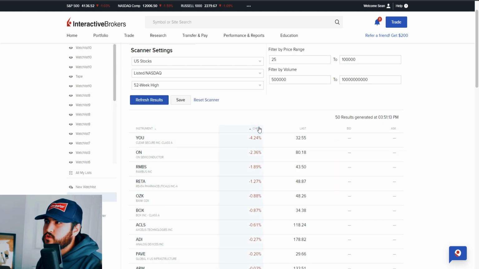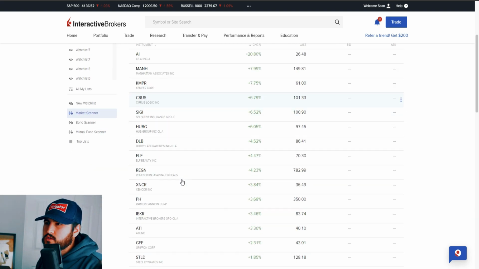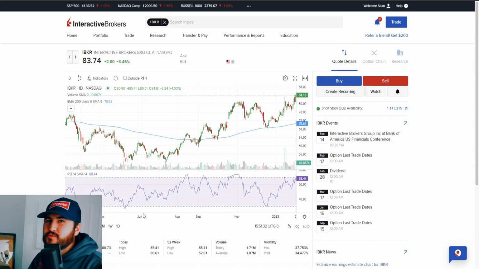We can also sort through percent change. And let's pick another stock. Let's go down here and look at IBKR, which is quite ironic because this is the stock for the brokerage that I'm using in today's video. Now here you can see that the stock is trading at $83.74, but the 52-week high is $85.41. Why is this stock showing up in our scanner? Well, that's because on the day, it broke or set the 52-week high, which doesn't really show up too well on this chart because the daily candle did pull back a little bit. But if you take a look at the open, the stock opened up at $80.90.